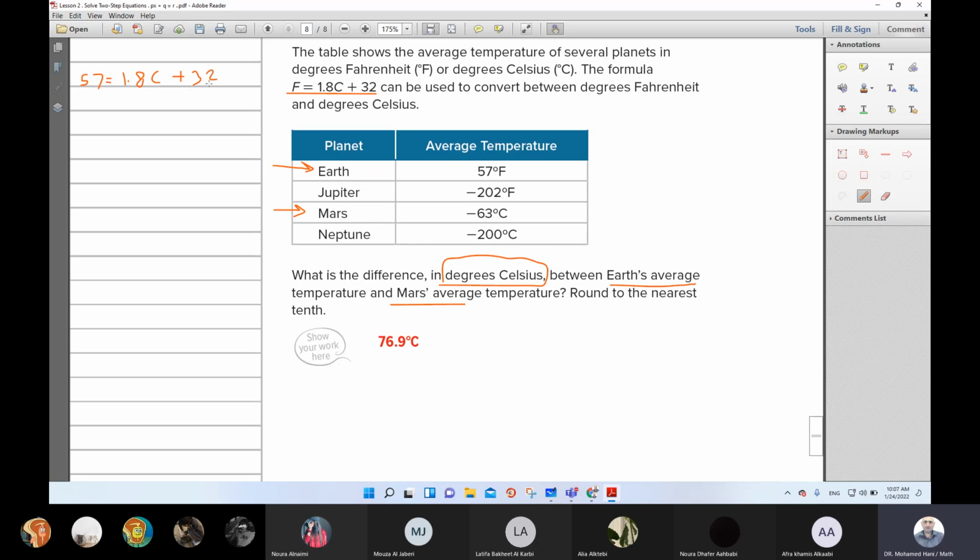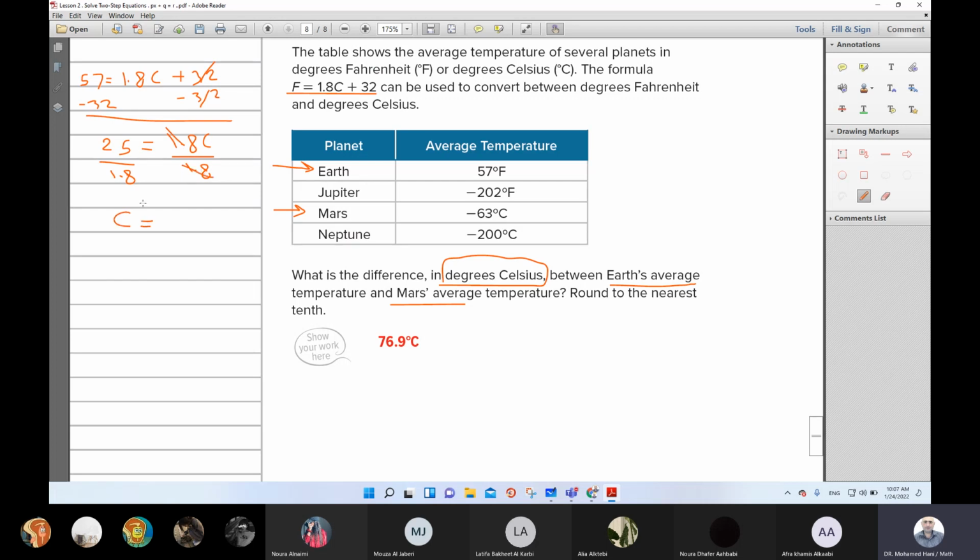To solve this equation, try to remove 32, so subtract 32 from the two sides. 32 minus 32 is 0, remains 1.8C. On the first side, 57 minus 32 is 25. Then we want to remove the coefficient 1.8, so divide both sides by 1.8. So 25 divided by 1.8 equals C.